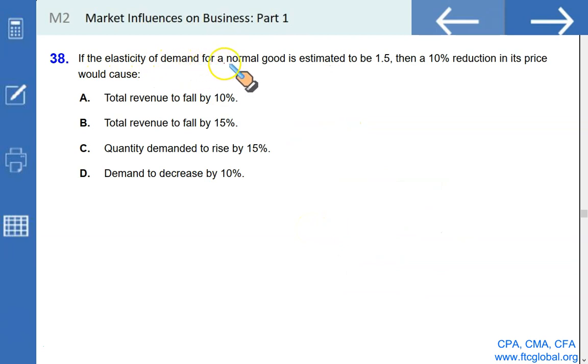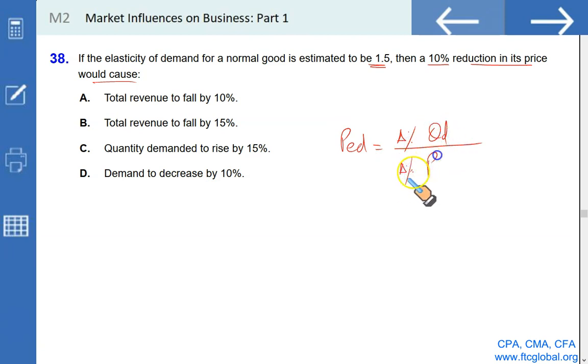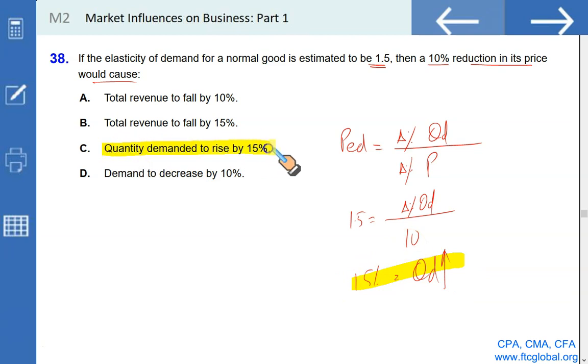If the elasticity of demand for a normal good is estimated to be 1.5, then a 10% reduction in its price would cause, we know the formula, price elasticity of demand is the percentage change in quantity demanded upon percentage change in price. PED is 1.5 and it says 10% reduction in price. So it will result in a percentage increase in quantity demanded by 1.5 times 10%, so quantity demanded would go up by 15%. So that should make C the correct option. Quantity demanded to rise by 15%.